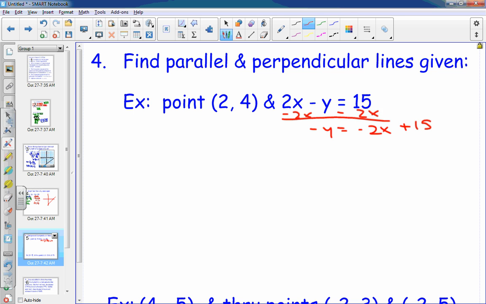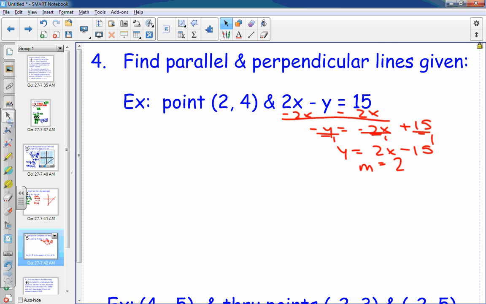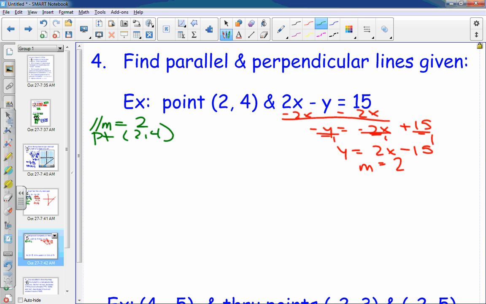So that's going to give me y is equal to, what do I need out of there? I need the slope. So what is my slope? Just 2. My slope is 2. Okay? So now, what is my parallel slope? 2. And I'm going to use the point 2, 4. So let's first find my parallel line. We're going to do both of them here.